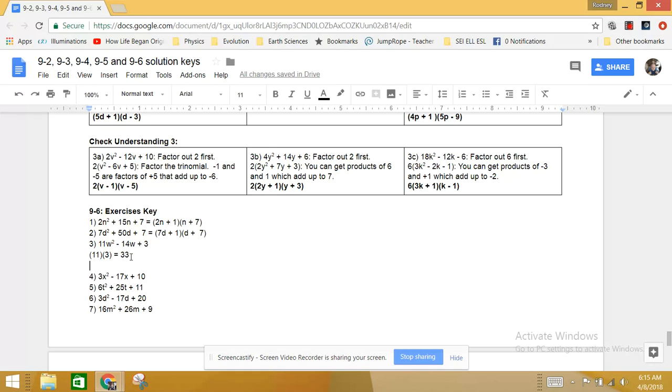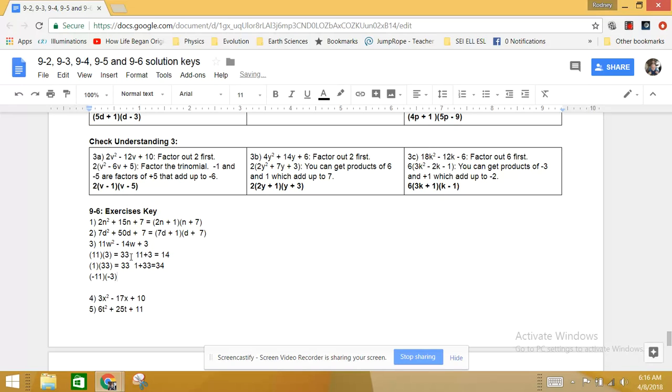So 1 and 33, and I've already got 11 and 3. So 1 and 33, 1 times 33 does equal 33, but 1 plus 33 equals 34, so that's no good. But 11 plus 3 equals 14. So I'm on the right track, but instead of 11 times 3, I want negative 11 times negative 3.